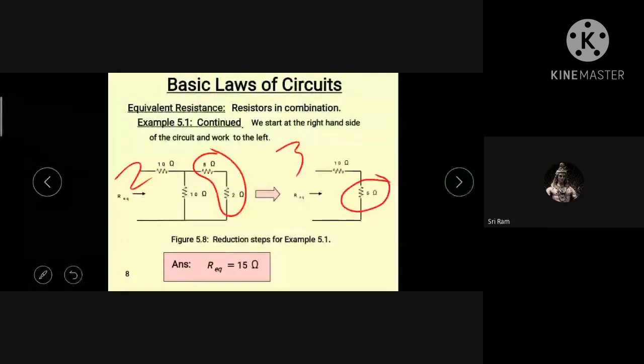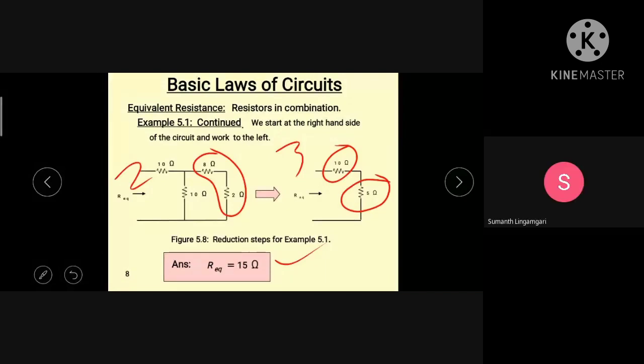Now the 5 ohms resistance is in series with which one? 10. 15 ohms, sir. Right, that's 15 ohms. I think all of you are clear from this example. Yes, sir. Thank you so much.